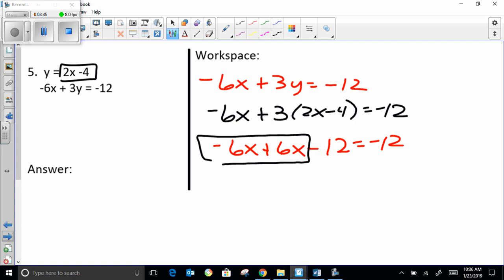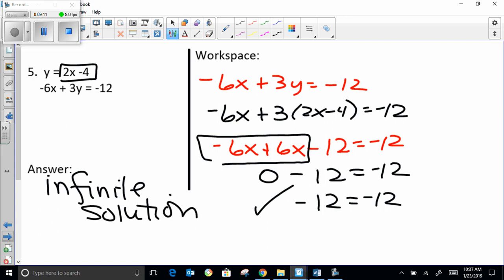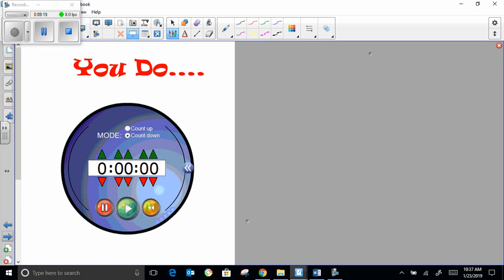Combine your like terms. Negative 6x plus 6x is going to be 0 minus 12. 0 minus 12 is negative 12. It's equal to negative 12. Does negative 12 equal negative 12? Yes, it does. So my answer is going to be infinite solutions. Infinite number of solutions. This would be the same line if I was graphing this. Okay? So if you would take a moment and complete the You Do section and then come back and check your answers.